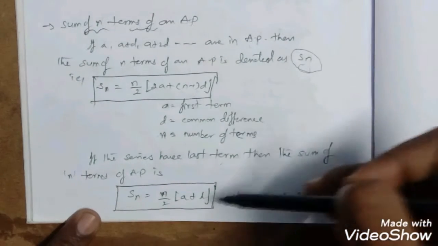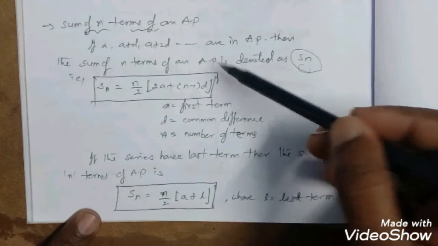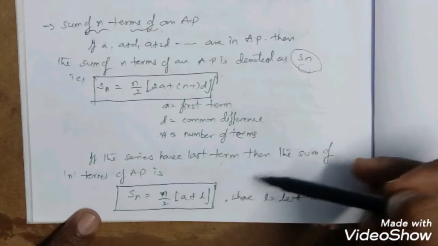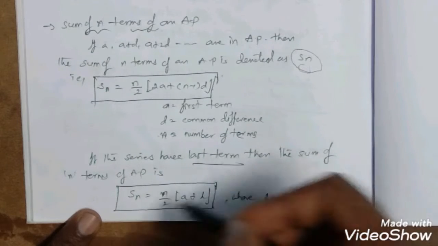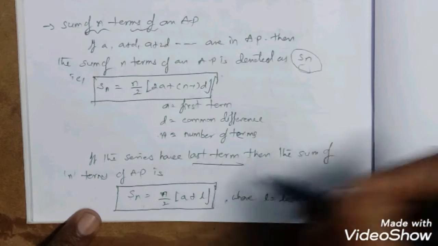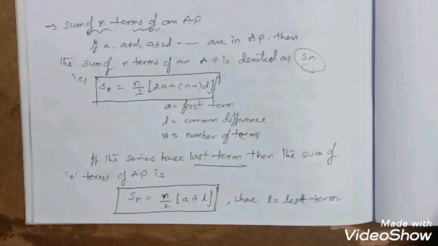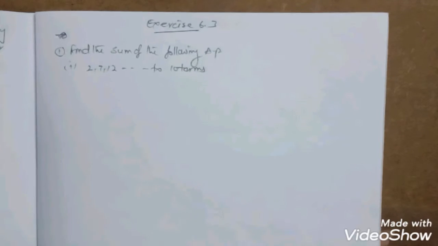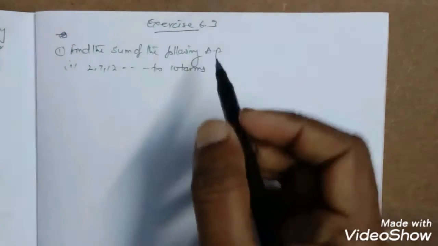So always you have to remember Sn, sum of n terms is nothing but n by 2 into 2a plus n minus 1 into d, and if the last term is given, then your formula will be Sn is equal to n by 2 into a plus l. So based on this we will solve some problems related to your exercise 6.3. Okay, so now you're coming to your next exercise 6.3.